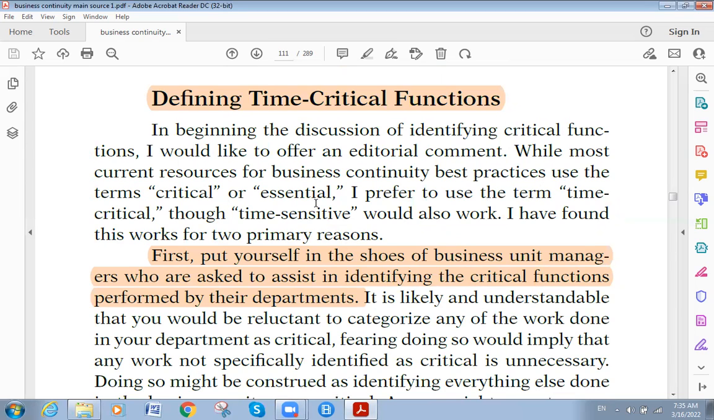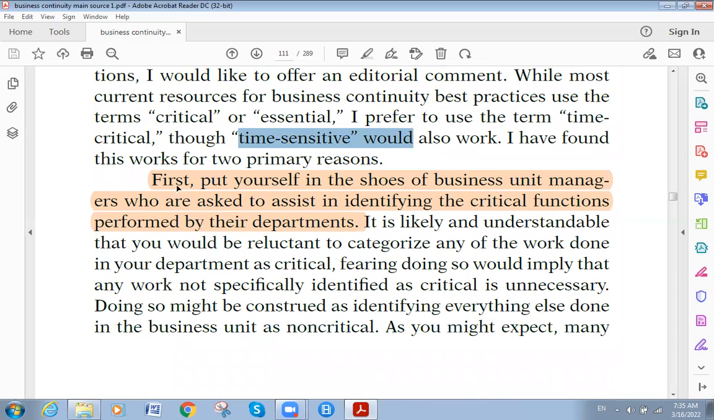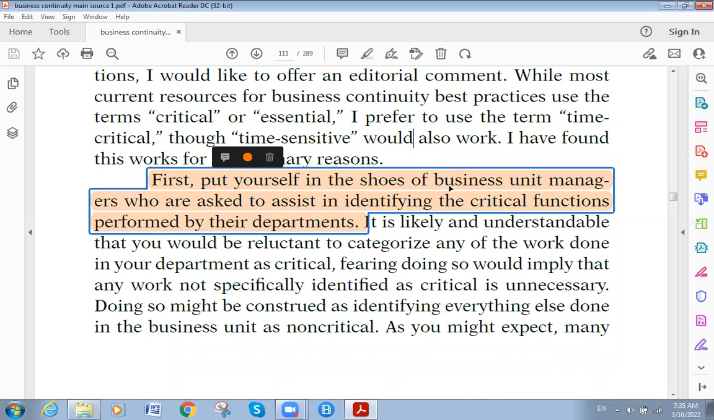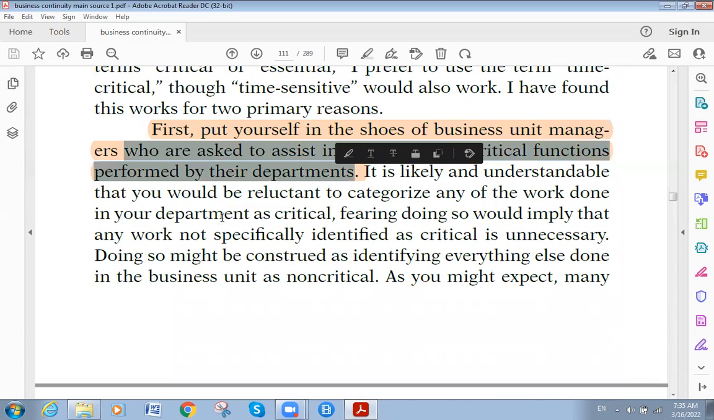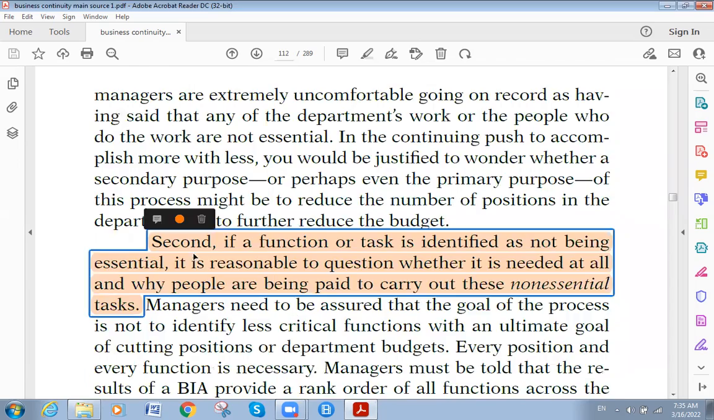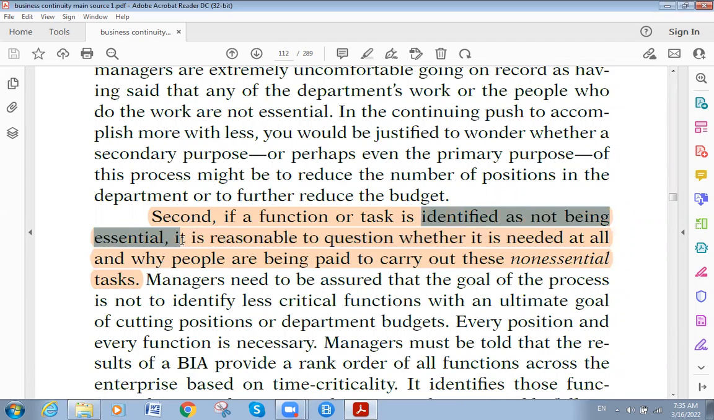You can use the word time critical function, or you can use the word time sensitive. Both are okay. First, put yourself in the shoes of business unit managers who are asked to assist in identifying the critical functions performed by their departments. Second, if a function or task is identified as not being essential, it is responsible to question whether it is needed at all and why people are being paid to carry out these non-essential tasks.